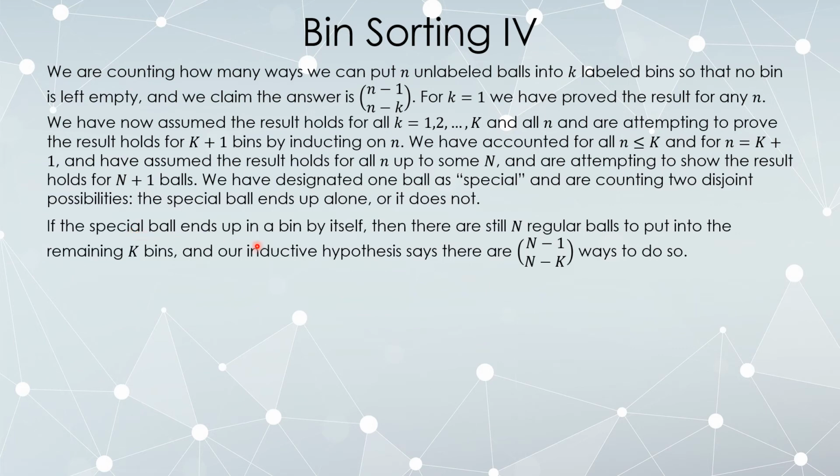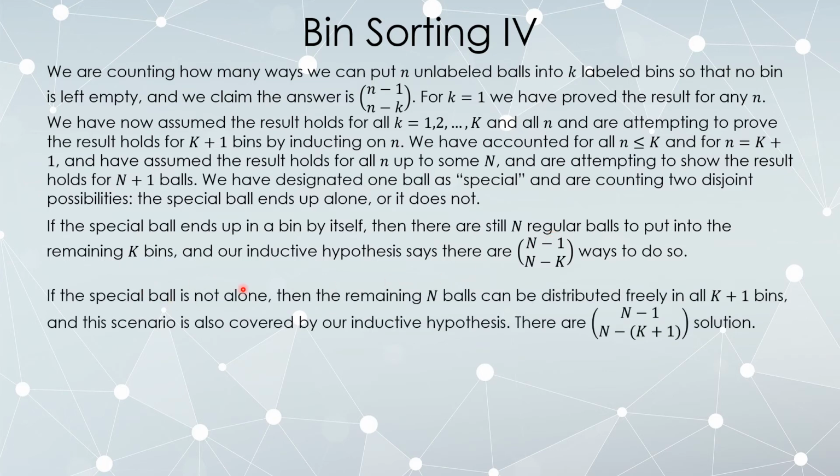If the special ball is in a bin by itself, I still have capital N regular balls, but there's only K remaining bins, because I've assumed the special ball is by itself, so remove that bin from consideration for the rest of the balls. So with the special ball taking up a bin all by itself, there are capital N regular balls into capital K bins. That's covered by our inductive hypothesis. For capital K bins, it didn't actually matter how many balls there were. We've inductively assumed the formula works correctly. So if the special ball is in a bin by itself, there are this many ways to distribute the rest.